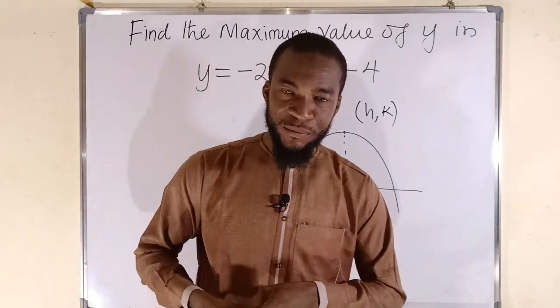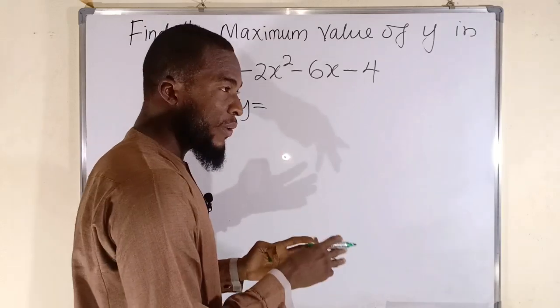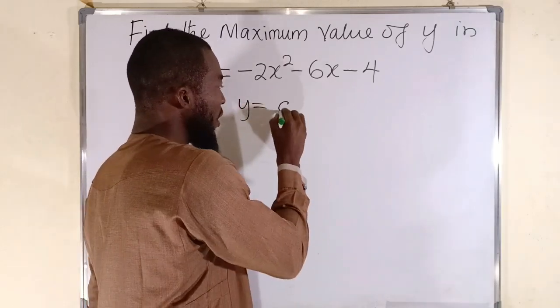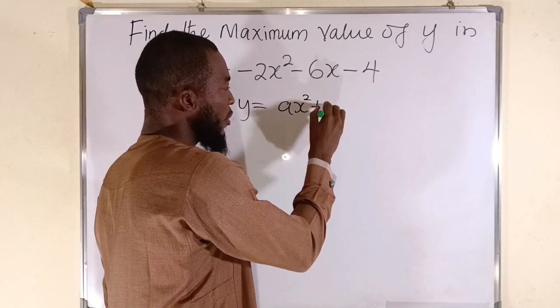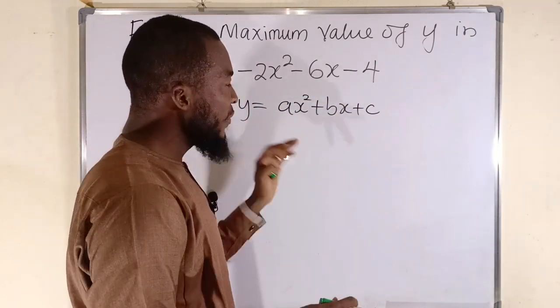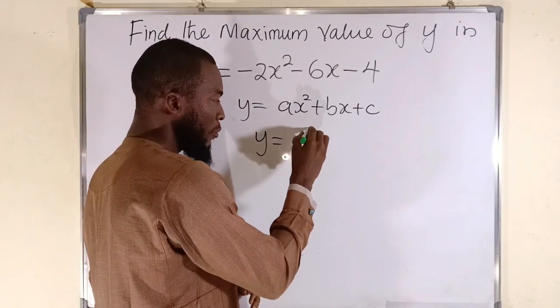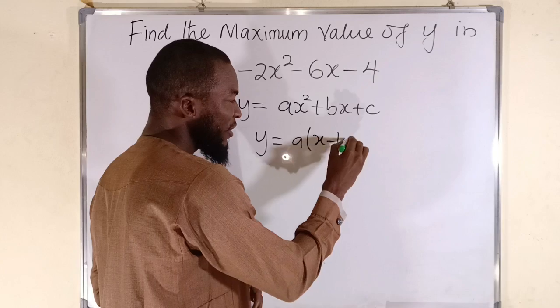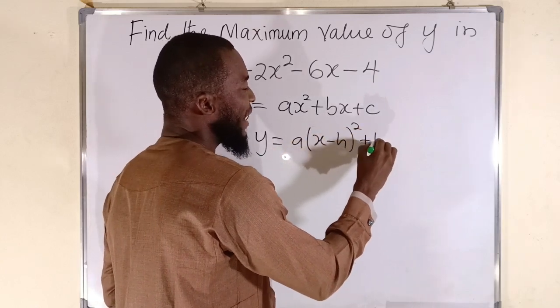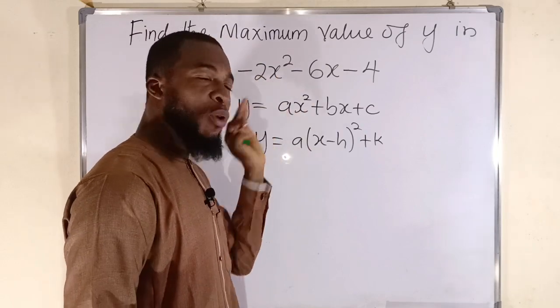So let's get started. If you have y equal to, which is the general form of any form of quadratic equation, ax squared plus bx plus c. If you have something like this, a vertex form is given as y equal to a multiplied by x minus h all squared then plus k. This is the vertex form of this quadratic equation.